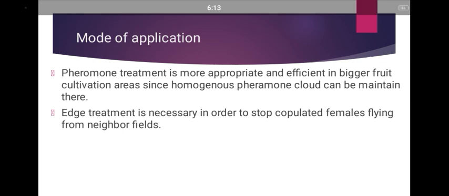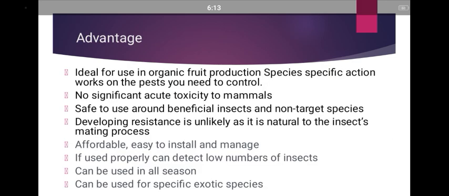An edge treatment is necessary in order to stop copulating females flying from neighboring fields. Advantages: ideal for use in organic fruit production. Species specific action works on the pests you need to control. No significant acute toxicity to mammals. Safe to use around beneficial insects and non-target species. Developing resistance is unlikely and it is natural to the insect's mating process. Affordable, easy to install and manage.